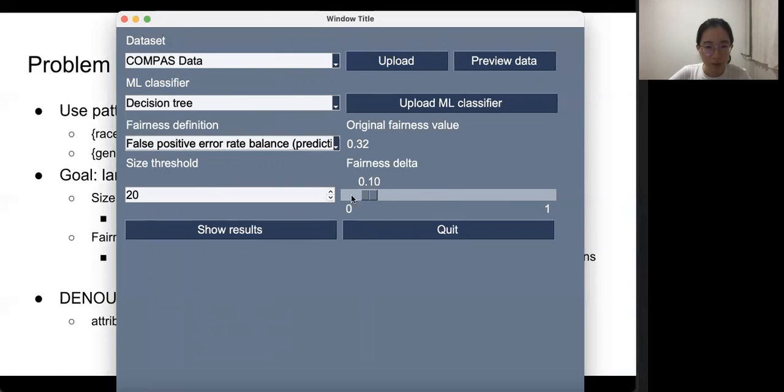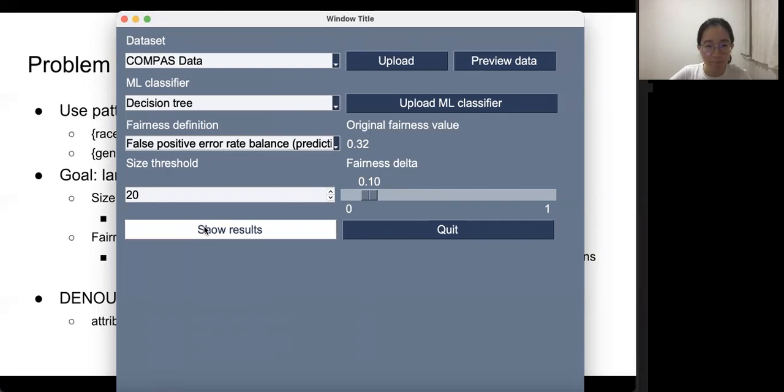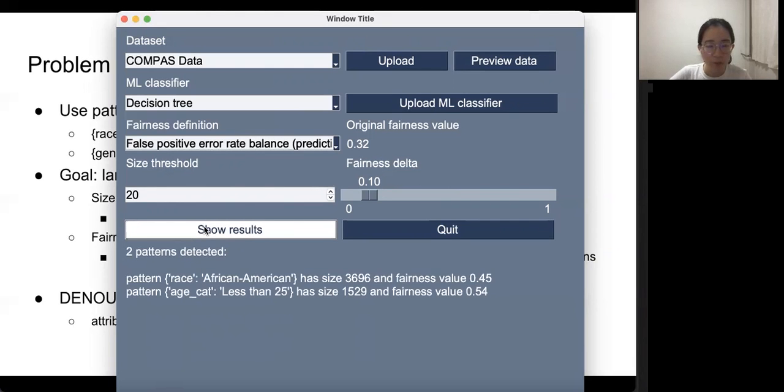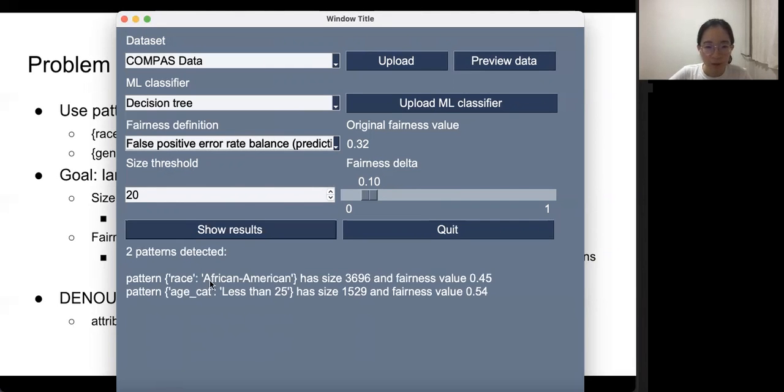Here the user can set their own thresholds. For example, we set the size threshold to be 20 and fairness delta to be 0.1. And we get 2 patterns. African American, which is consistent with the results by ProPublica. And we also get a new group, which means people younger than 25.